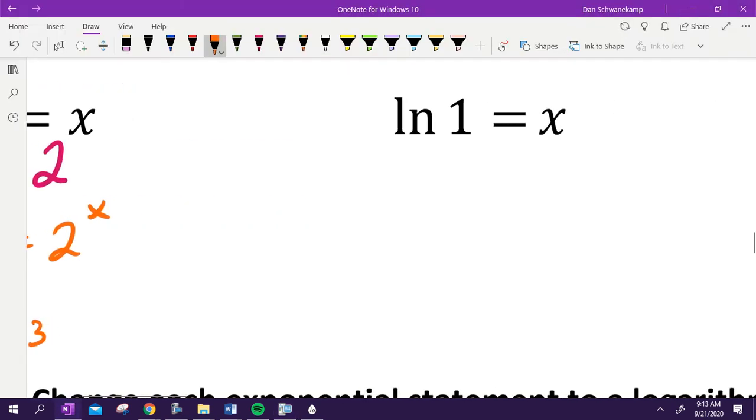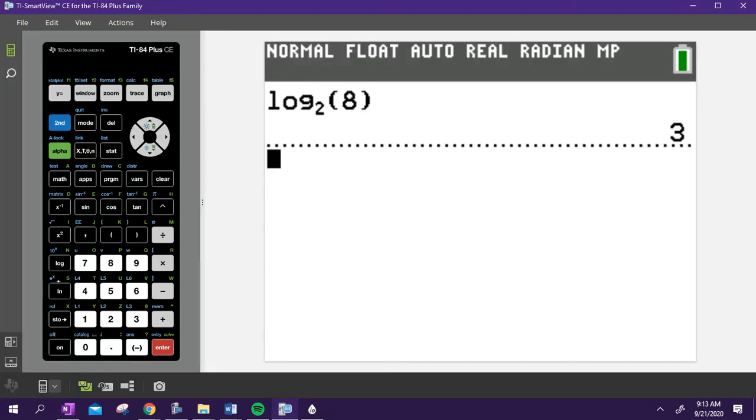All right, let's do the next one. Natural log of 1 is equal to x. Natural log. What is the inverse of natural log? What base is natural log? Do you know? It's e. That's why ln and e are on the same button. Natural log and e. Okay? They are inverses of each other.